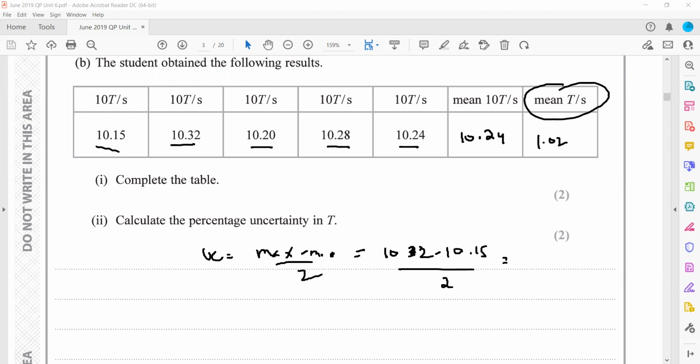And then to calculate the percentage uncertainty, this is 0.085. That is the uncertainty. What is the percentage uncertainty? Percentage uncertainty is the uncertainty 0.085 divided by the value recorded. What is the value we record according to the question? Basically the mean, the average we calculated, that was 10.24, times 100. So it will be about 0.83% uncertainty.